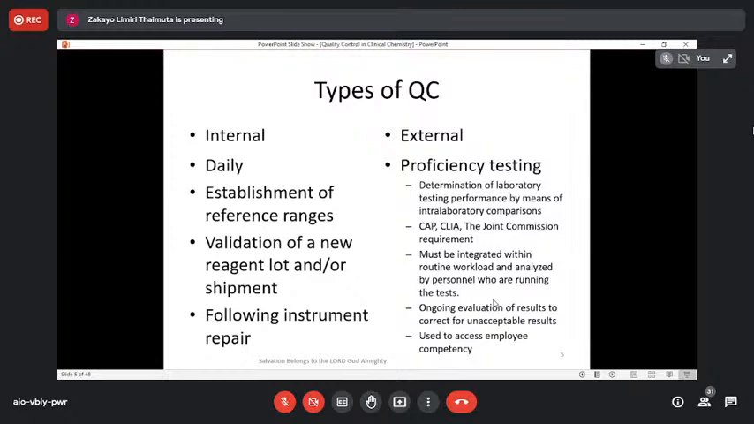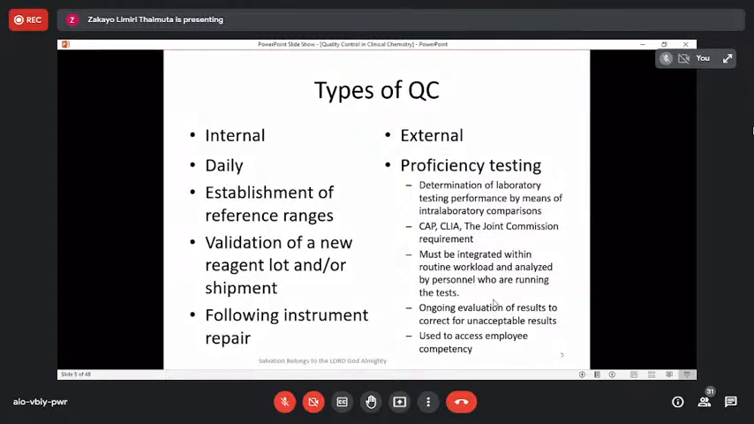Validation of a new reagent. Yes, you get a new reagent, you get a new machine, and you want to see what values it will be giving you. You use the quality control, and that quality control is the internal quality control.